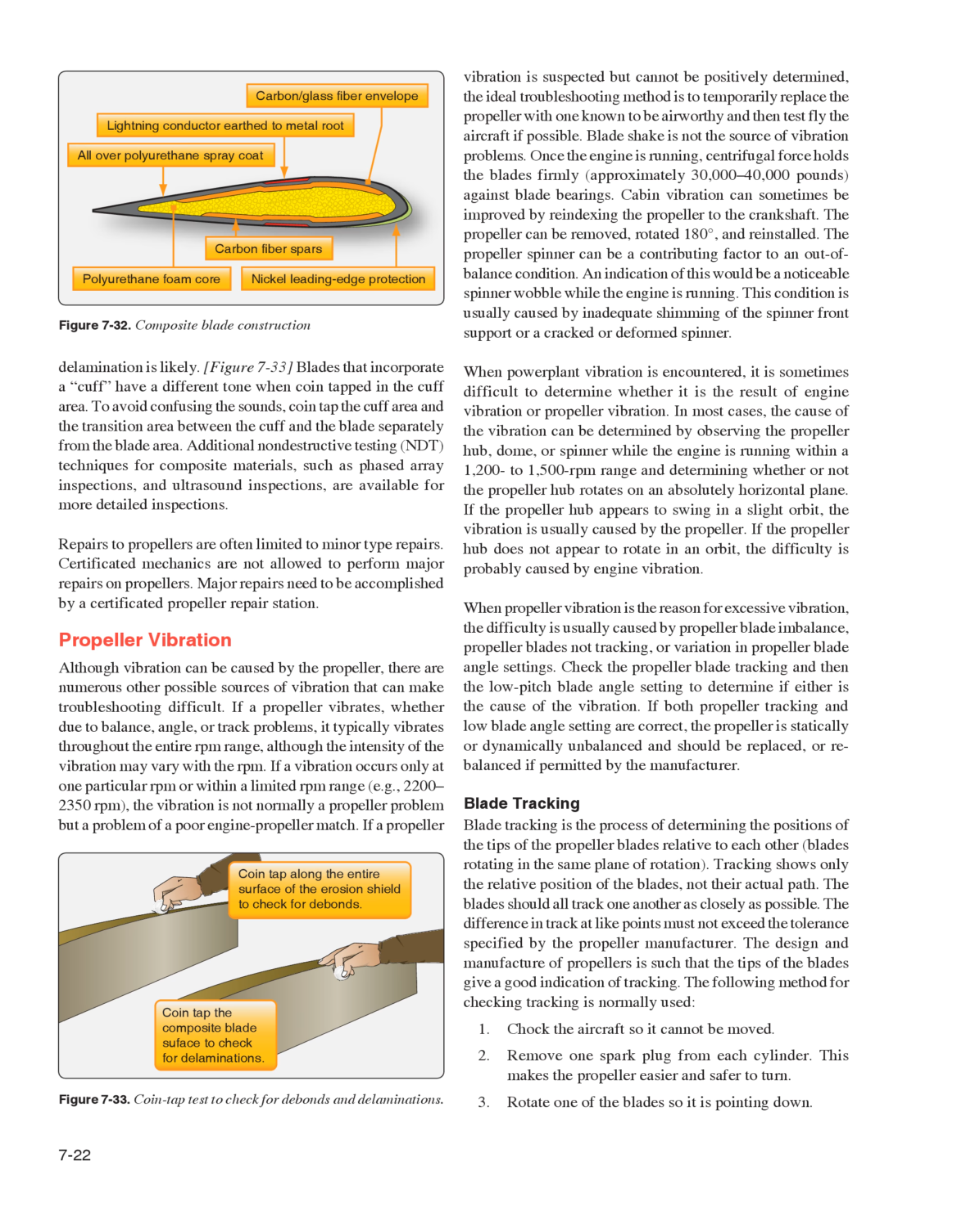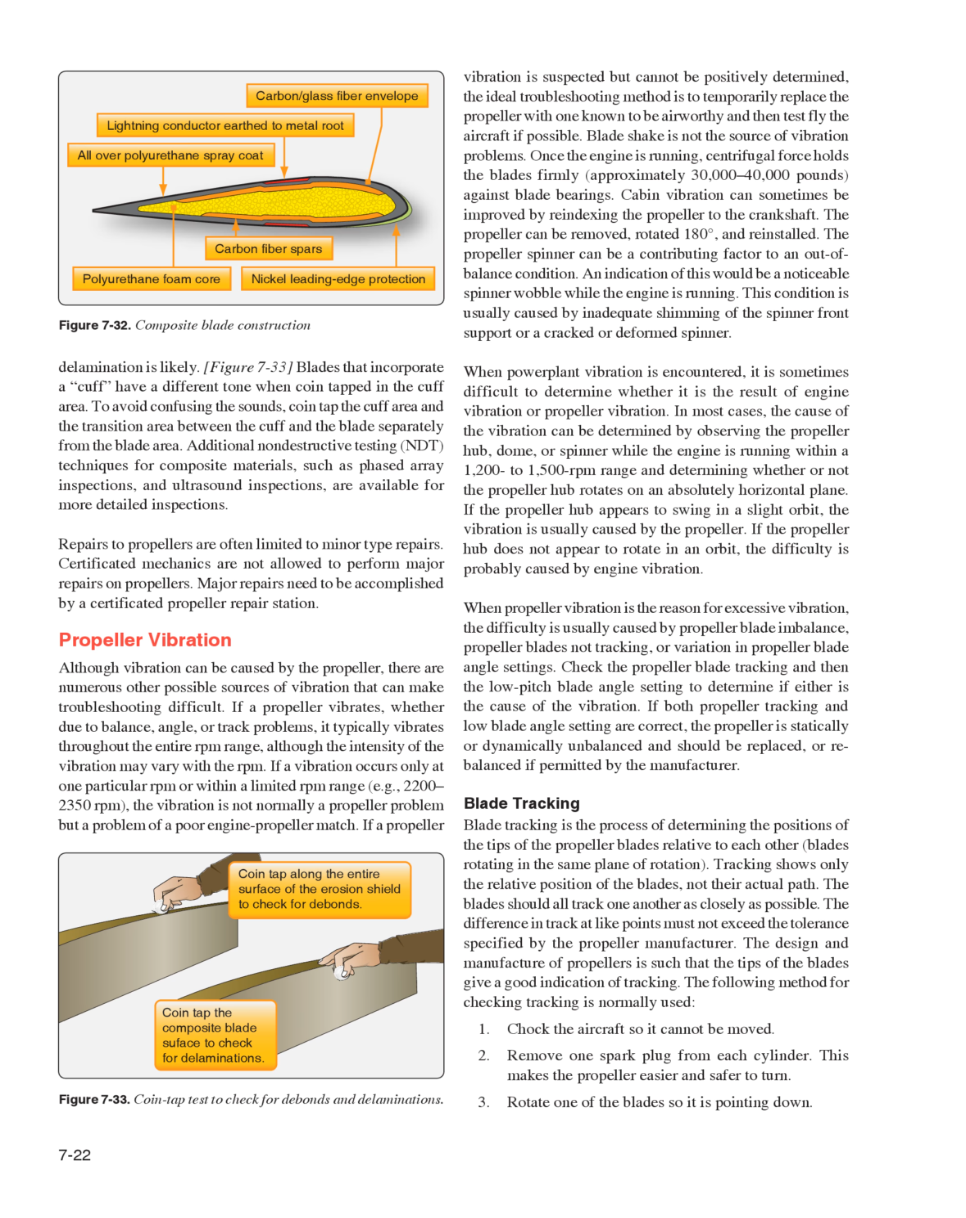When propeller vibration is the reason for excessive vibration, the difficulty is usually caused by propeller blade imbalance, propeller blades not tracking, or variation in propeller blade angle settings. Check the propeller blade tracking and then the low pitch blade angle setting to determine if either is the cause of the vibration. If both propeller tracking and low blade angle setting are correct, the propeller is statically or dynamically unbalanced and should be replaced, or rebalanced if permitted by the manufacturer.